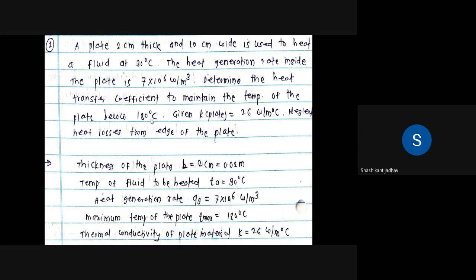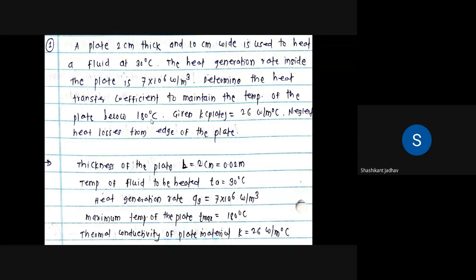So this temperature is nothing but the maximum temperature. So for that we have to calculate the heat transfer coefficient, that means we have to calculate the value of H. This 180 is nothing but the maximum temperature. So the maximum temperature of the plate, that is T max, is equal to 180 degrees Celsius.